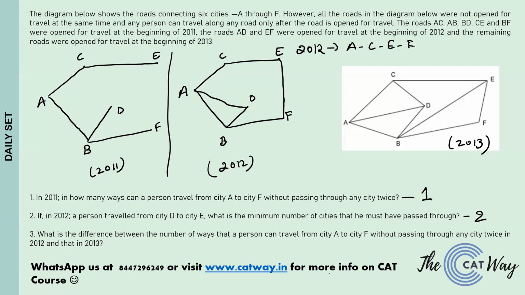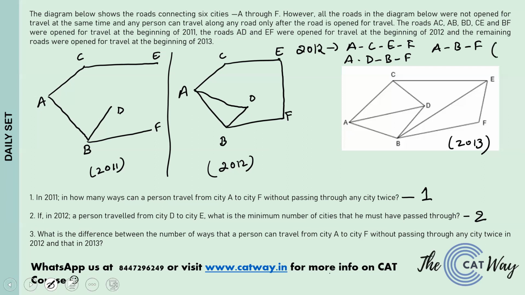Okay, or he can choose to go to D. If he goes to D, he will go to B. After B, again he cannot go to A, he has to go to F. While the third case is that he went from A to B, and then he cannot go to D, because then he will have to come back to A. That is not possible. So from B directly he can come to F.